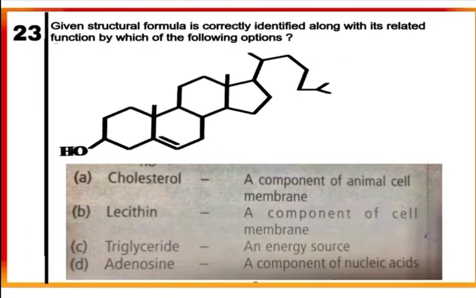Question 23. Given structural formula is correctly identified along with its related function by which of the following options? The given formula is of cholesterol, which is most abundant steroid in the animal tissue. It is an essential component of animal plasma membrane as it regulates the fluidity of membrane. So here correct answer is option A, cholesterol, a component of animal cell membrane. So mark A as a correct answer.